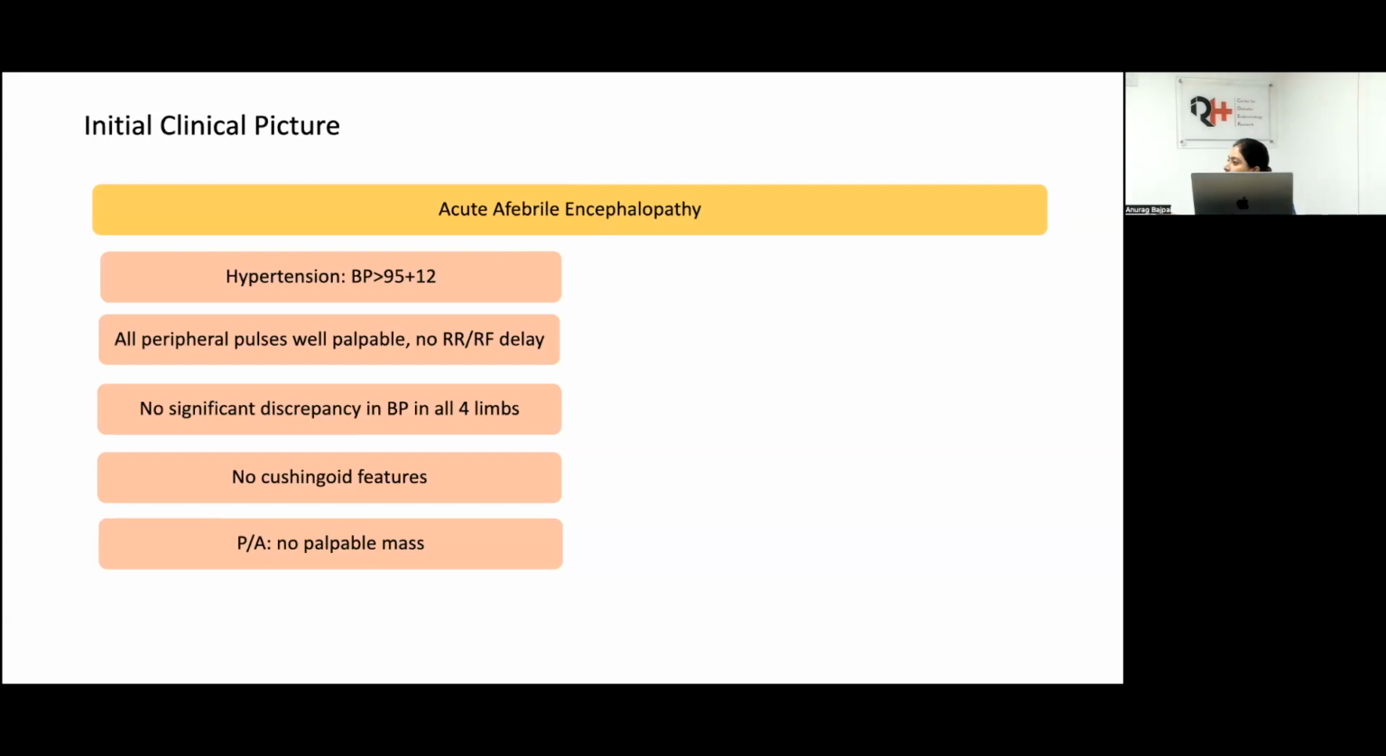This was when the child came for evaluation, or at the beginning, because some of these were not picked up by the initial team, but I have pretty much summed up the examination findings here. He had no Cushingoid features, he had no neurocutaneous markers, and on abdominal examination, no mass was palpable.